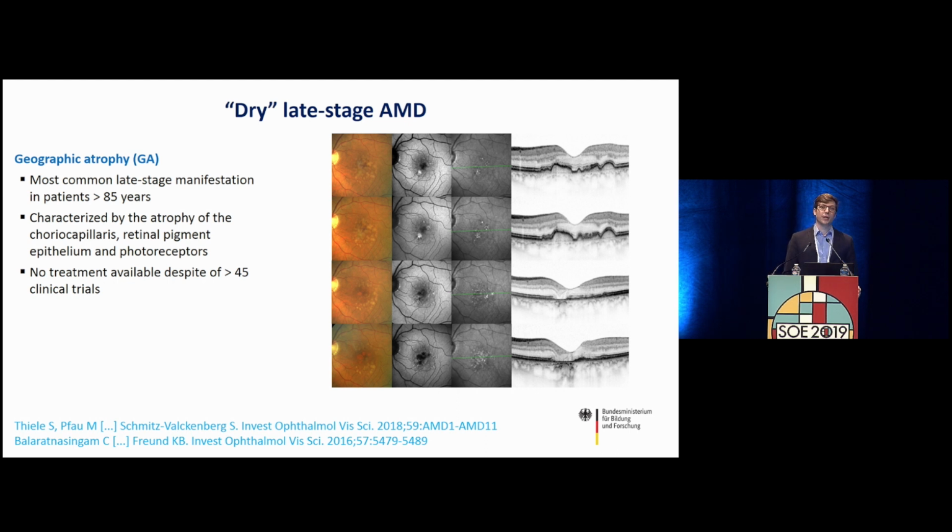As you all know, age-related macular degeneration is one of the most common causes of legal blindness in the Western world. And for the very elderly patients older than 85 years of age, geographic atrophy, the so-called non-exudative late-stage manifestation, is even the most common form. And despite more than 40 therapeutic treatment trials, no treatment could be identified so far.